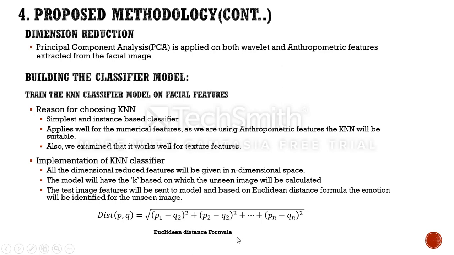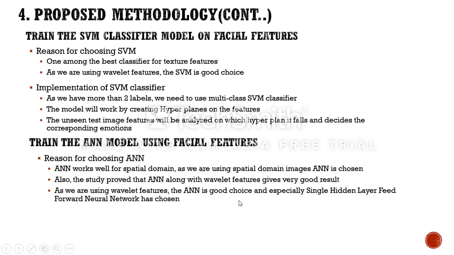Implementation of KNN is based on the Euclidean distance formula. This is explained very well in the documentation. Then why do I want to use the SVM classifier? The reason for choosing SVM is that it is one among the best texture classifiers. As we are using wavelet features, SVM is a good choice. The implementation of the SVM classifier is discussed more in the document.